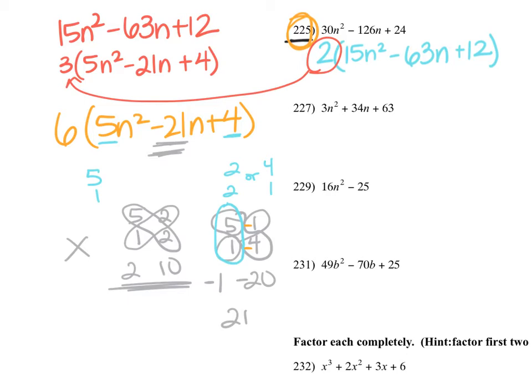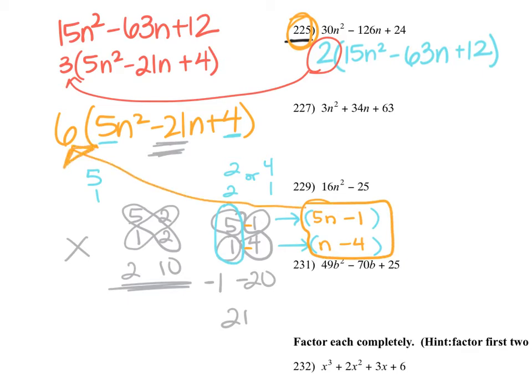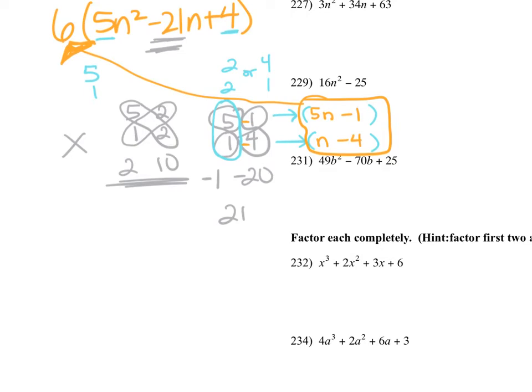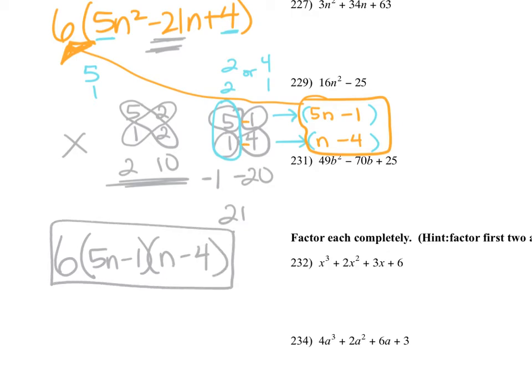So now that I have that, this is going to be 1 parentheses, and this will be my second parentheses. So I can write down 5n minus 1, and then n minus 4. And so these 2 are going to be added to the 6 I originally had over here. So ultimately, my answer should look like this: 6 parentheses 5n minus 1 parentheses n minus 4, and you have now factored the trinomial completely.